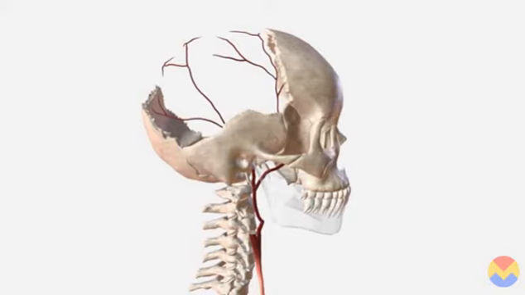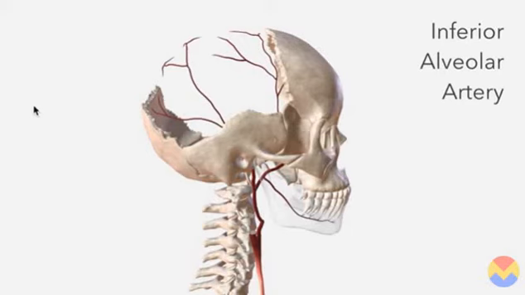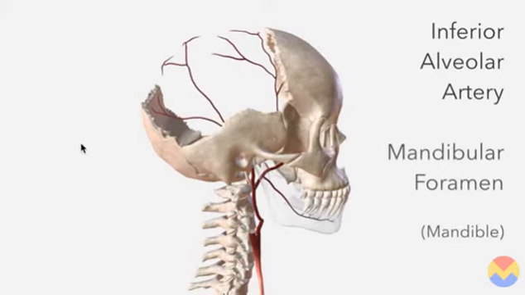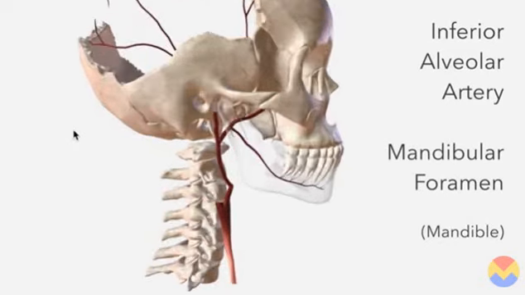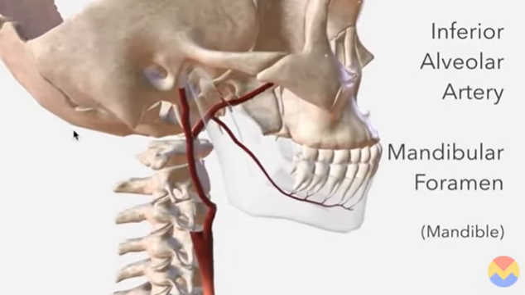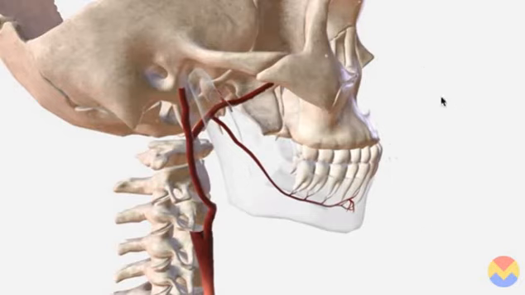Next, we have the inferior alveolar artery, which enters a hole in the mandible called the mandibular foramen and supplies the body of the mandible as well as the mandibular teeth. That's the inferior alveolar artery. It has this mental branch, which passes through the mental foramen of the mandible to supply part of the lips and the skin in this area.